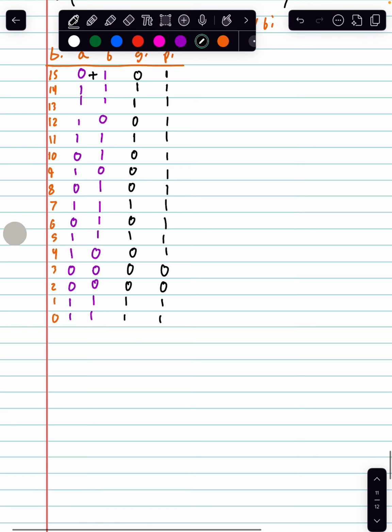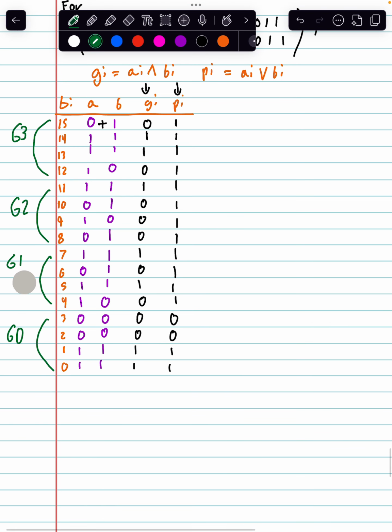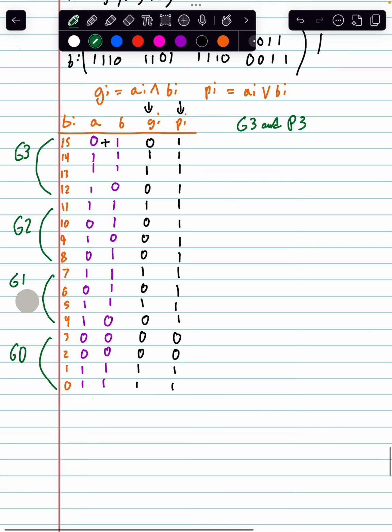Then we're going to split these into 4 groups, okay? And these groups, we're going to call them our uppercase G's. So this is G3, this is G2, this is G1, and this is G0. And from this is where we're going to find our uppercase G's and uppercase P's. So first we're going to go to G3. We call this G3 and also P3, because that's what we're looking for here.